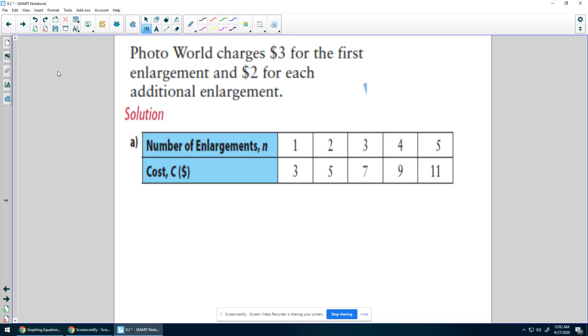Okay, Photo World charges $3 for the first enlargement and $2 for each additional enlargement. Using this table, this is going to be x, this is going to be y. Can you find the linear equation or the linear relation for this? Pause the video, give it a try.